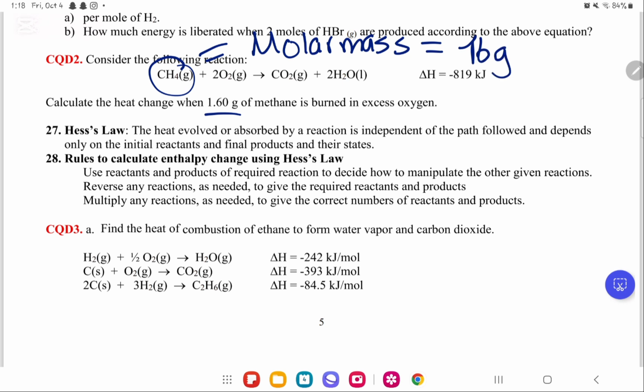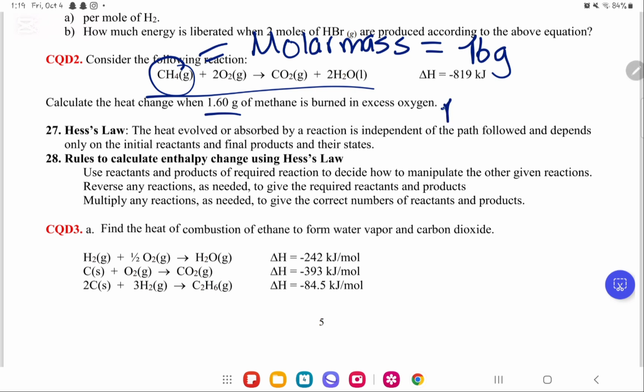They're telling us in this equation, it's balanced. You have to always make sure it is balanced, that 1 mole of methane, which is 16 grams, gives us negative 819 kilojoules. Now, when 1.6 grams of methane is burned in excess oxygen, let us think of it this way.